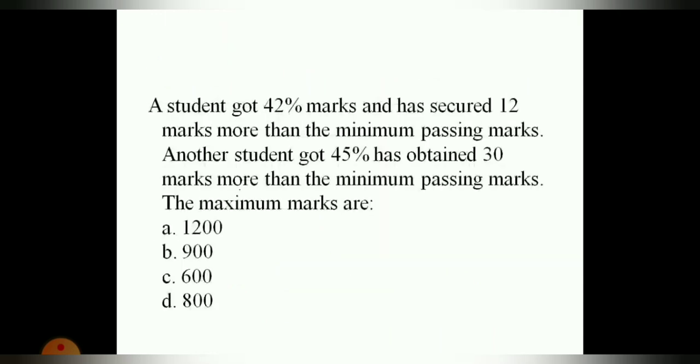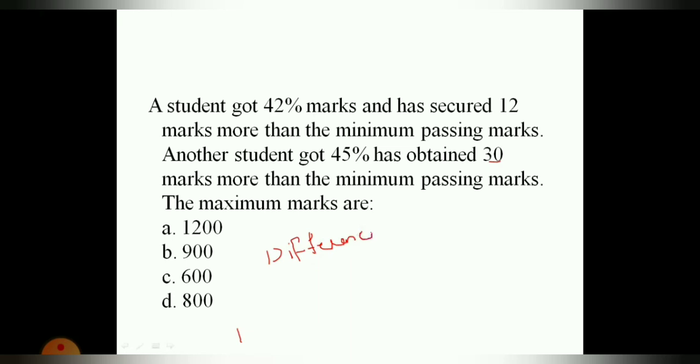Okay. Next question. A student got 42% marks and has secured 12 marks more than the minimum passing marks. Another student got 45% marks and has obtained 30 marks more than the minimum passing marks. So what are the maximum marks? We have to find out the total marks. If the first student got 42%, which was 12 marks more than the minimum passing mark, another student got 45% and secured 30 marks more than the minimum passing mark.